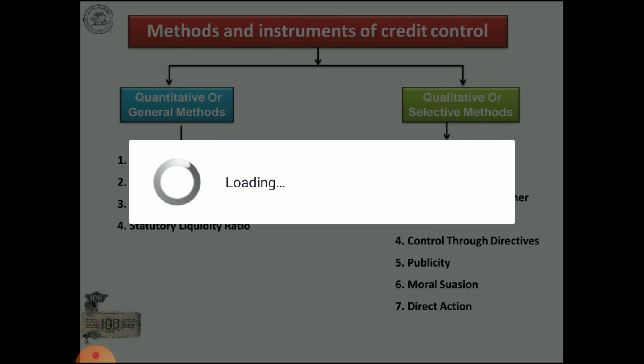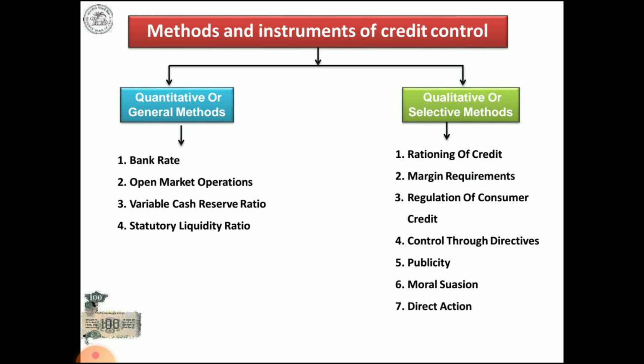Now, let us go to the next point. What are the methods, or in other words, we can call them the tools and instruments of credit control? There are various tools, instruments, or methods of credit control. Broadly, they are classified into two types.